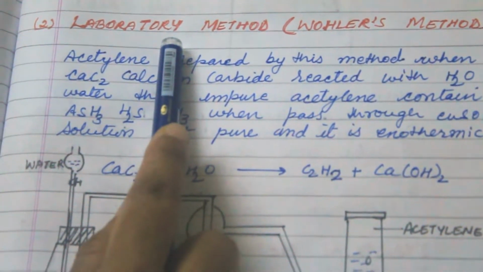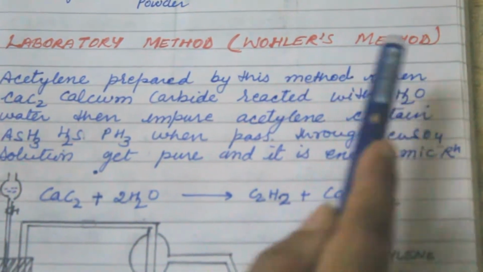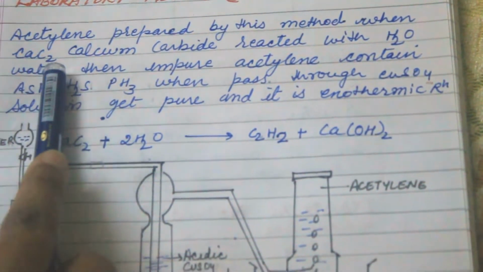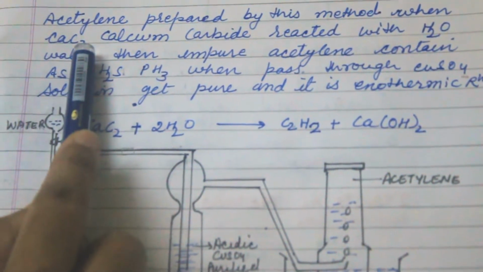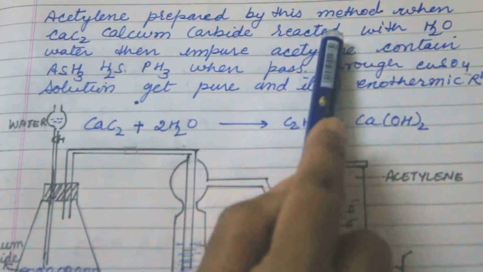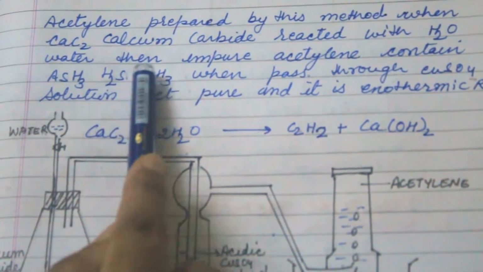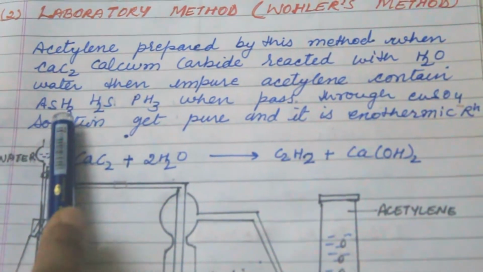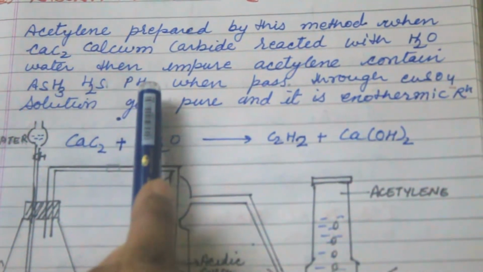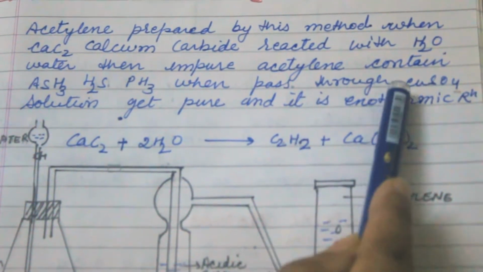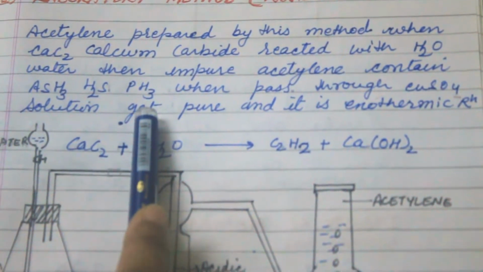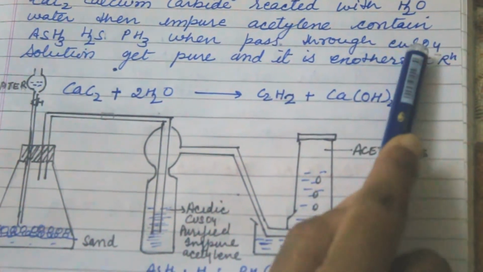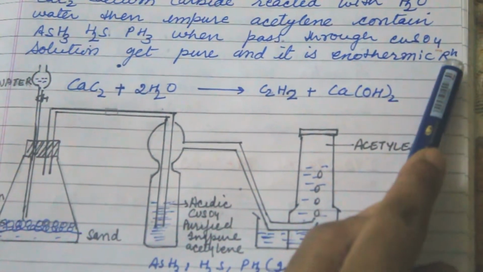Now come to the laboratory method, Wohler's method. Acetylene is prepared by this method when calcium carbide, this is the formula of calcium carbide, reacts with water. Then impure acetylene contains arsenic trihydride, H2S and phosphine. When passed through the copper sulfate solution, it gets pure. The reaction is exothermic. Exothermic means it evolves heat outside the reaction.